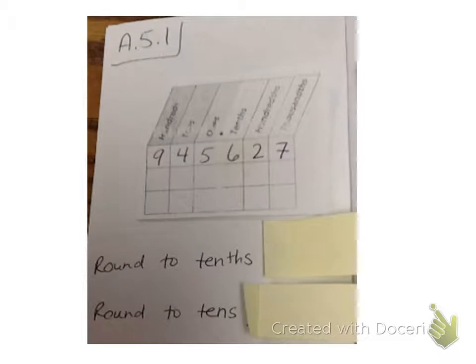Okay, next page, we have A51, round to the tenths, and round to the tens place. So when we round it to the tenths, we have 945.6. When we round to the tens place, we have 950.